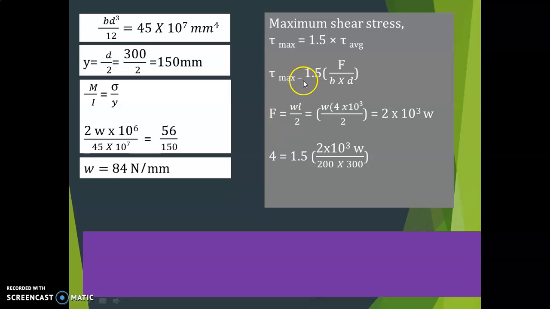Tau maximum is equal to 1.5 into F, where F is 2 into 10 raised to 3 W, divided by BD. BD is 200 into 300. So you get W is equal to 80 Newton per millimeter. This is also again intensity. That's why you have to write 80 Newton per millimeter.